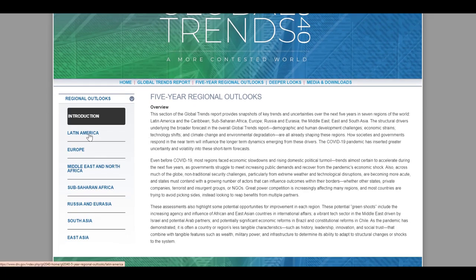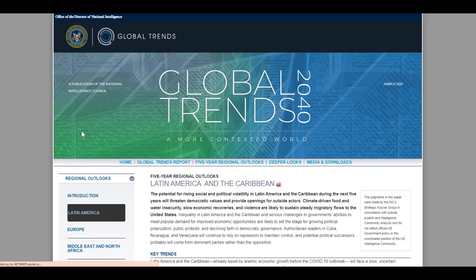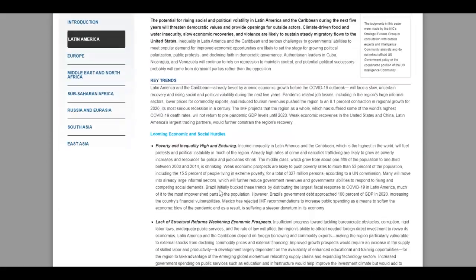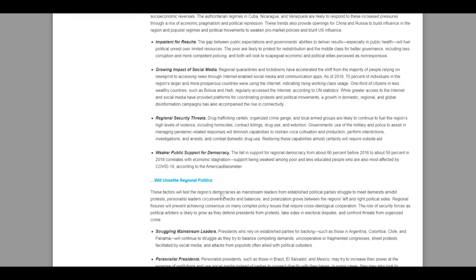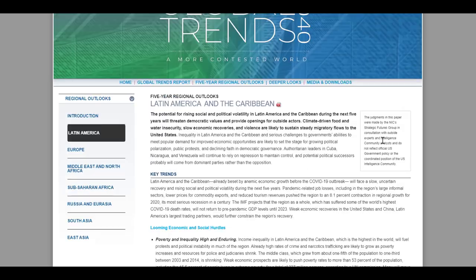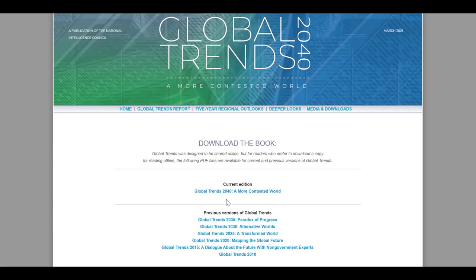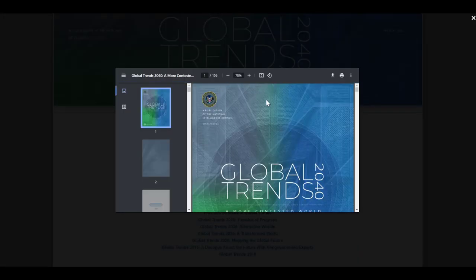So my country is in Latin America, so I would want to click here. And I can go in and I have this information here, or I can pull up the PDF, which basically has the same information as well. So my PDF would be right here. I can also go in, I liked the media and download section as well. So I can go in and just download the Global Trends 2040 book. Once I do that, I can download it and then search for my country.